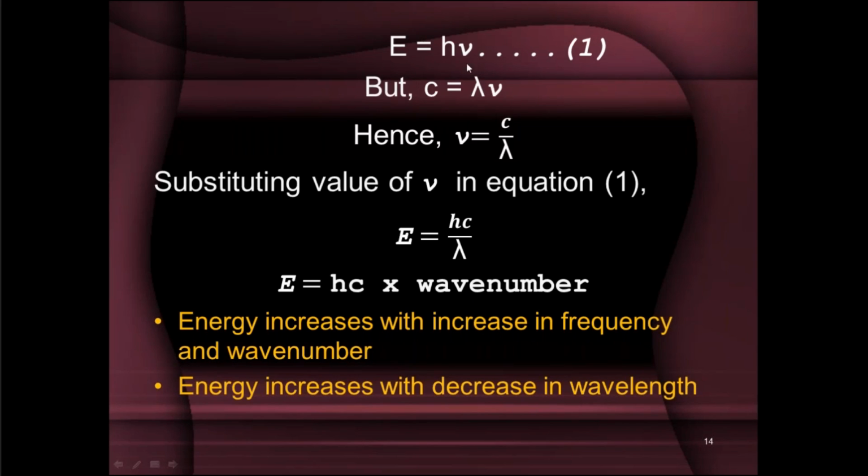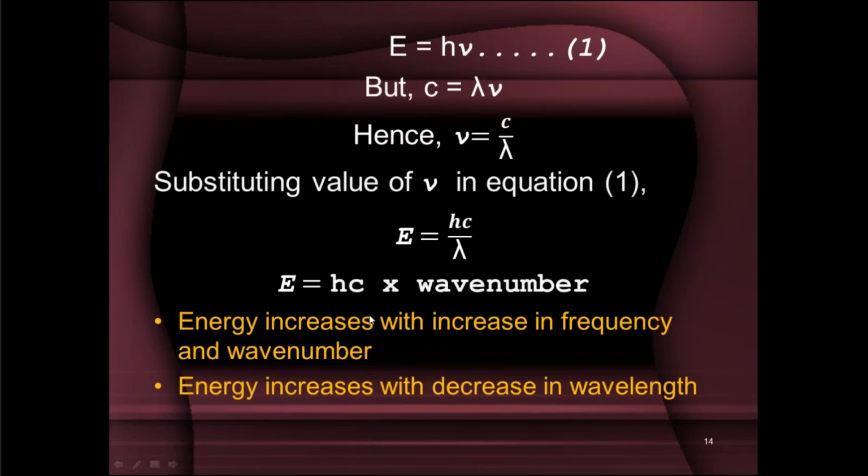Now E = hν, but we also know from the velocity equation that velocity in vacuum, c = λν. Hence, ν could be written as c/λ. So if we substitute this value of ν in equation 1, then we get E = hc/λ. And what is 1/λ? It is the wave number. So E can also be written as E = hc × wave number.